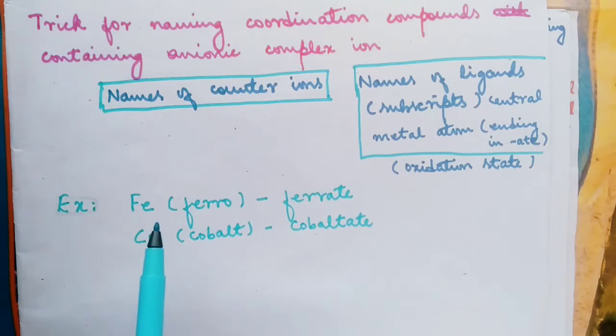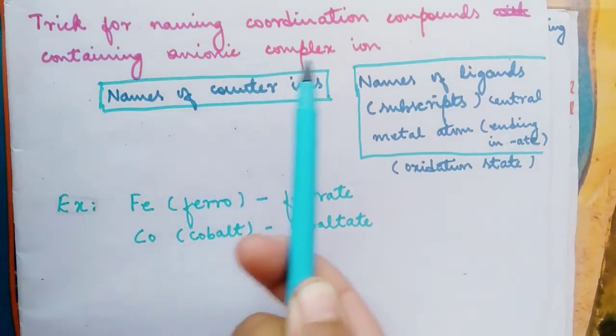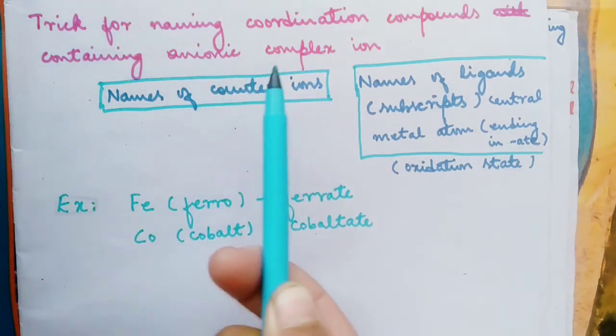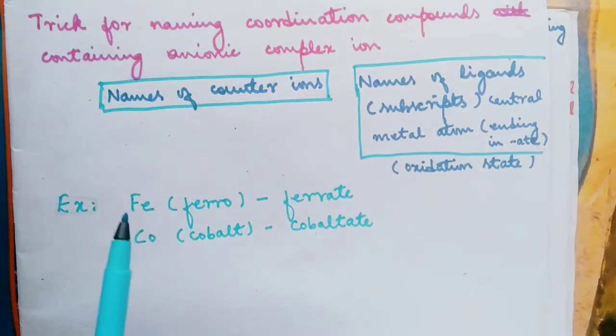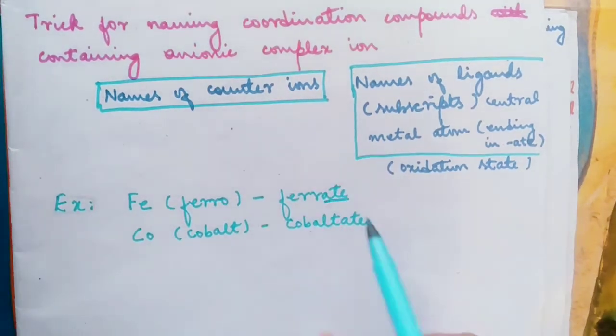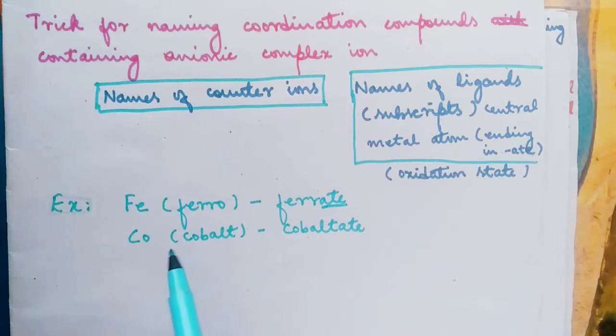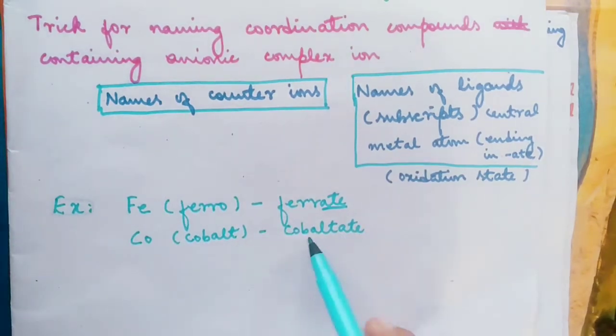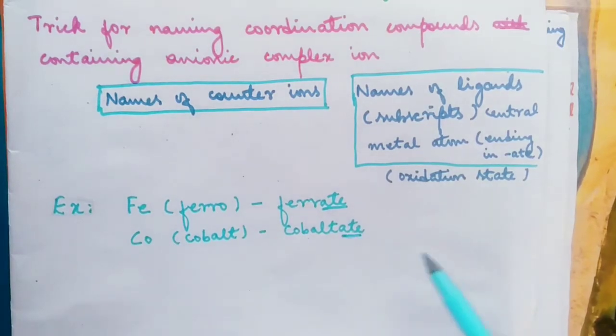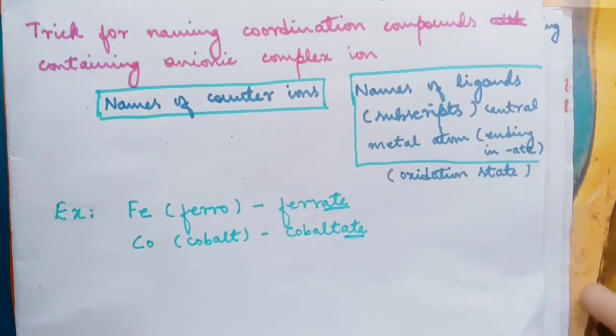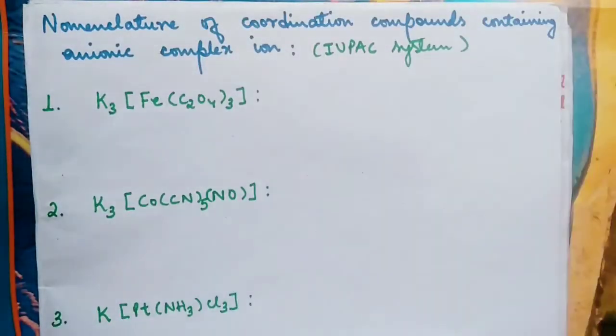For example, if this is a central metal atom in an ionic complex ion, then instead of naming it as ferro, you have to name it as ferrate, ending in the word ATE. And then for cobalt, instead of saying cobalt, you have to say cobaltate, ending in ATE. So you have to know this while naming these coordination compounds containing ionic complex ion.